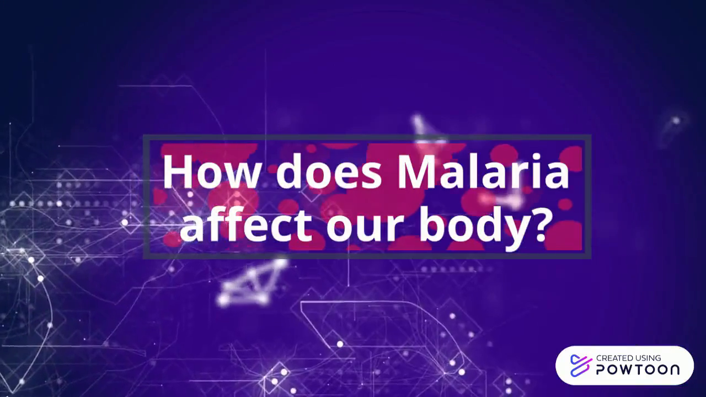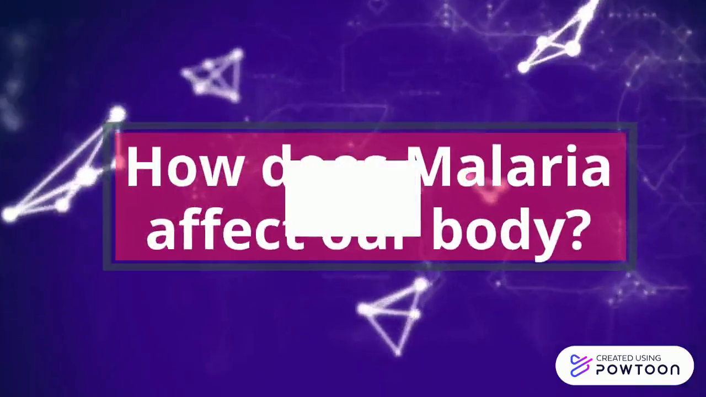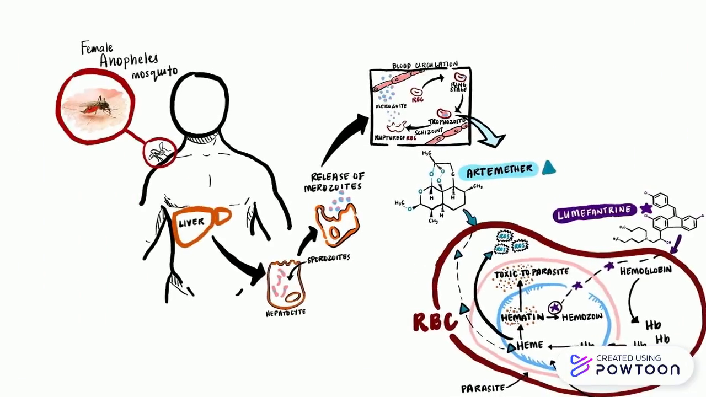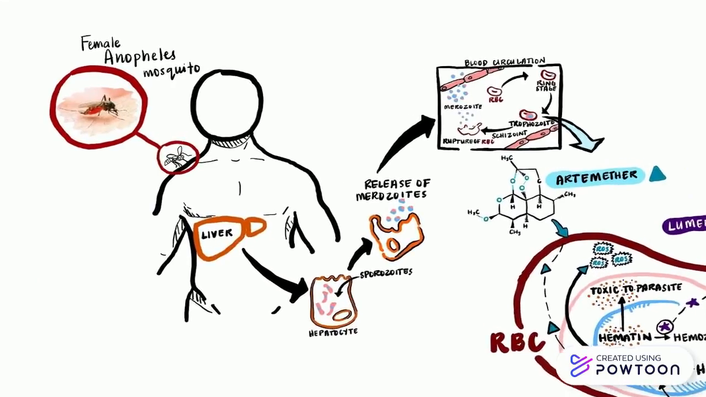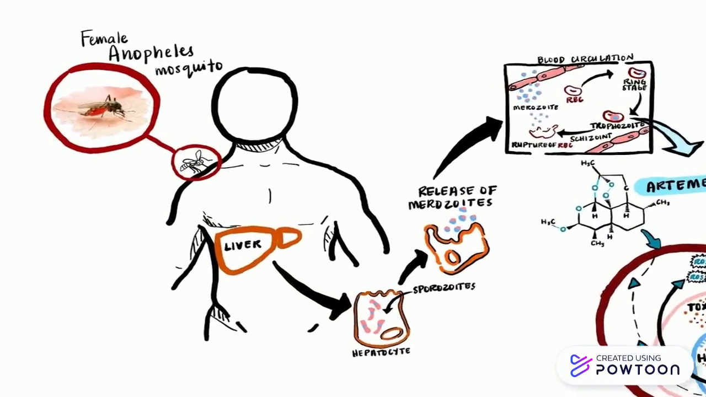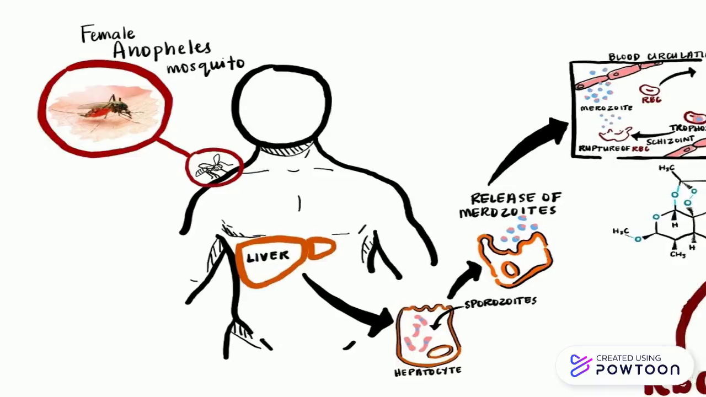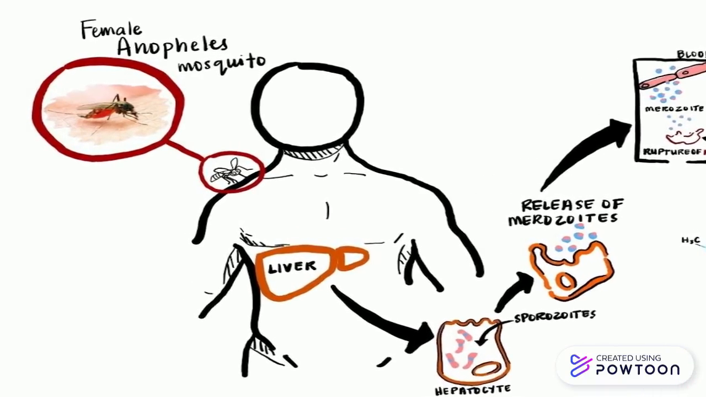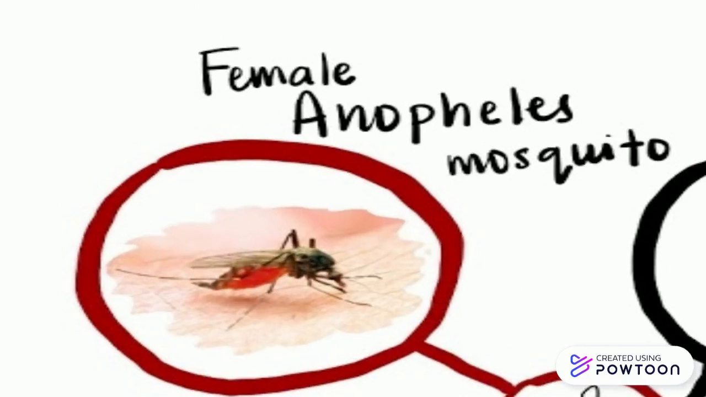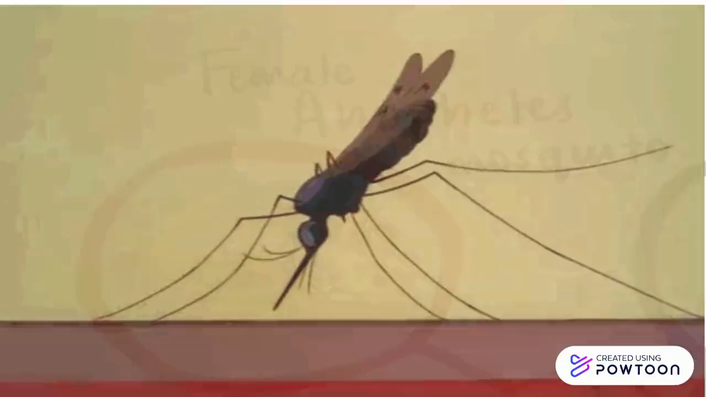So how does malaria affect our body? Let us first briefly discuss how the parasite inside the mosquito can affect us. This is important to know because the treatment targets a specific stage of the parasite's life cycle. The parasites responsible for malaria are known as the Plasmodium species. The Plasmodium parasite is carried by a female Anopheles mosquito.